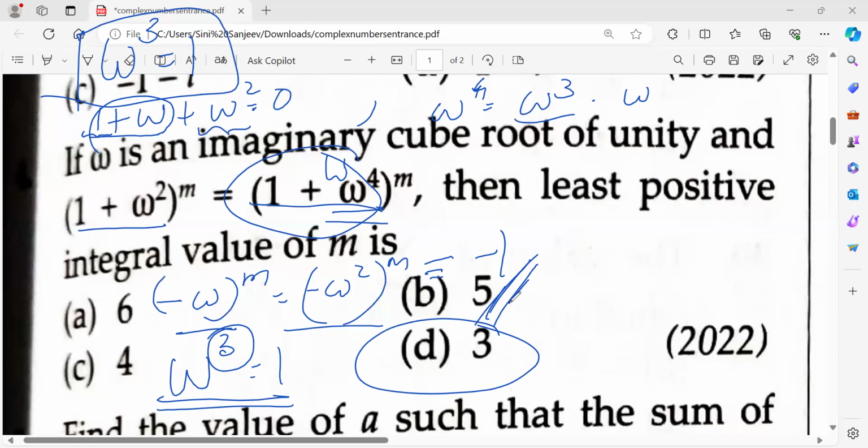So the least positive integral value of m. The answer is not about the positive answer what I'm getting. Least positive integral value, that is m is equal to plus 3. This is the answer. Well solved. Because the LHS and RHS should be equal. So I hope it's clear.